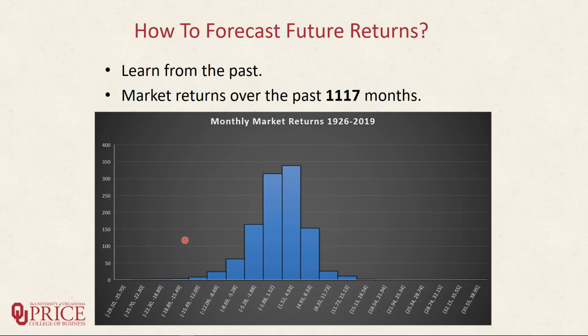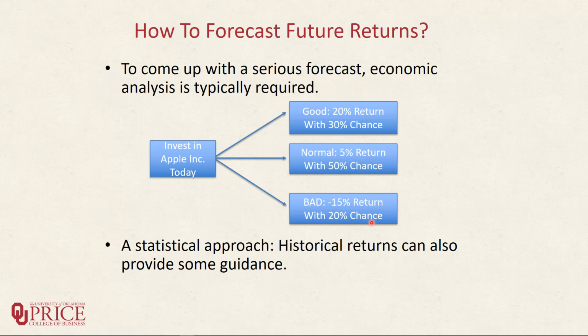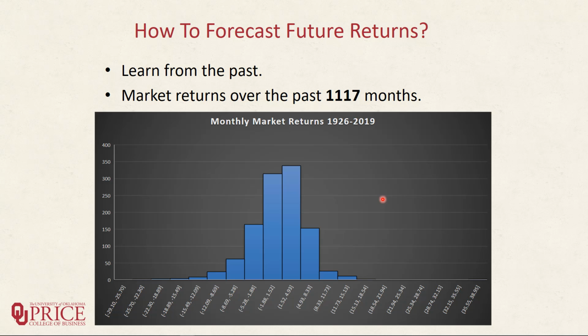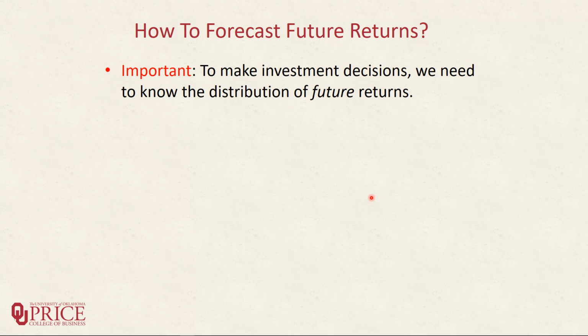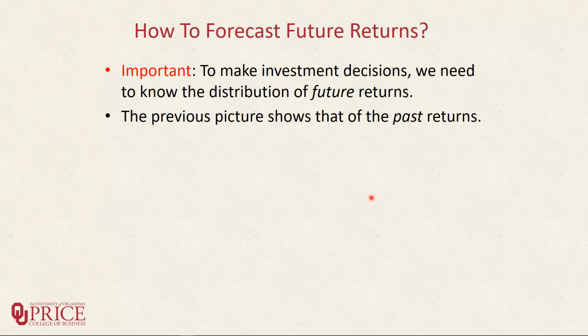So you can think of this as a return distribution, just like the one we saw here. Although it's important to keep in mind that the distribution on the previous page is about historical stock return. It's not about future return. But what we do care about is the future stock return. So we ask ourselves, how do we use the previous picture to forecast future returns?